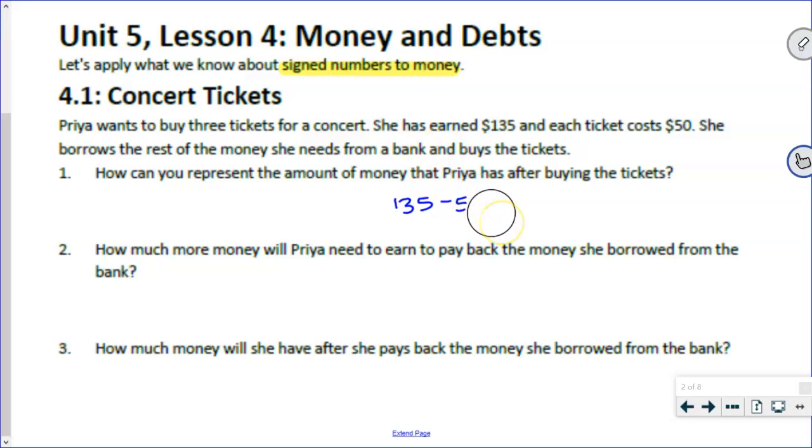Oh, 150. Why 150? Okay, but it says that the tickets cost just $50. Good. Yep. Good catch. So we're buying 3 tickets. Each ticket is $50. That's why it's 3 times 50 is 150. And so that's also why we can go 135 minus 150. There's another way we can represent this too. What's another way we could represent this, Joshua?